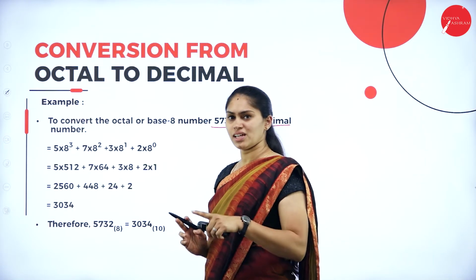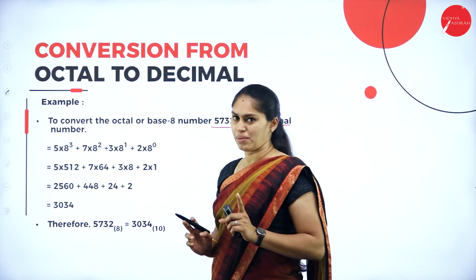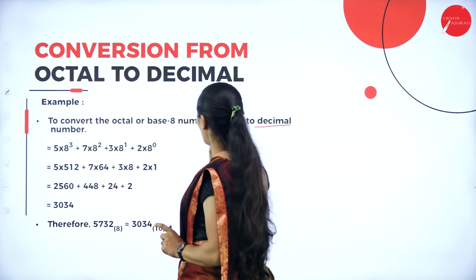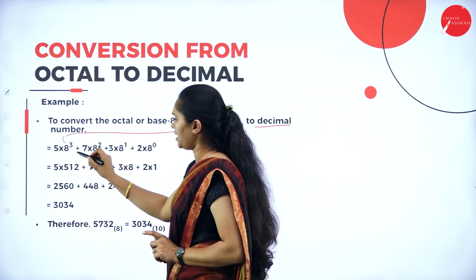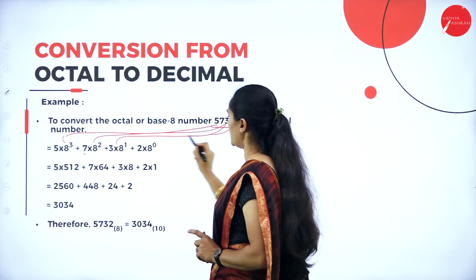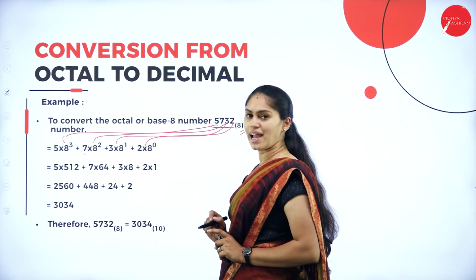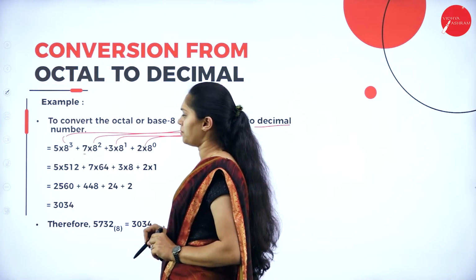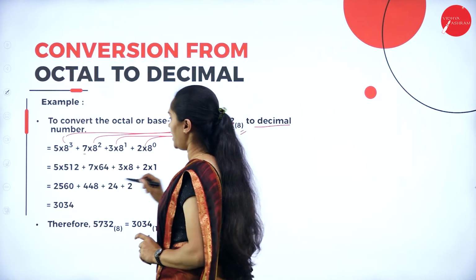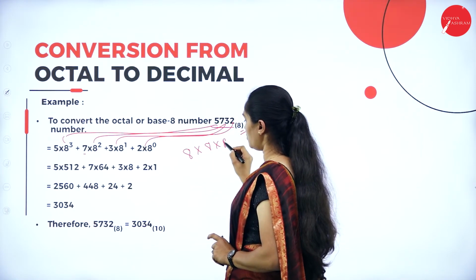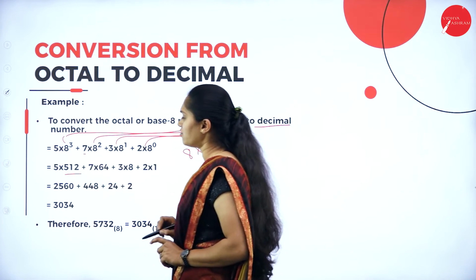When we are converting into a decimal number, we should multiply the given number by 8. So here I will go with this one: 5 into 8 plus 7 into 8 plus 3 into 8 plus 2 into 8. Now I have to give a power for it: 8 power 0, 8 power 1, 8 power 2, 8 power 3. So then 5 into 8 into 8 into 8. 8 8s are 64. 64 into 8 will be 512.